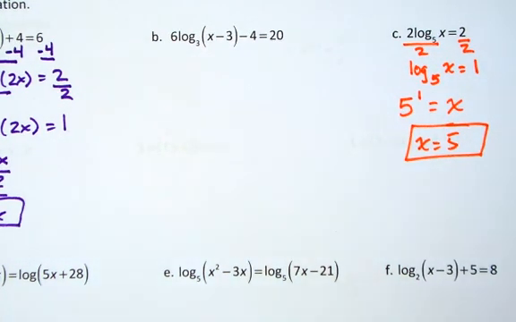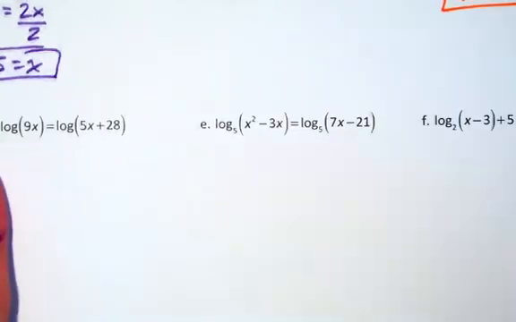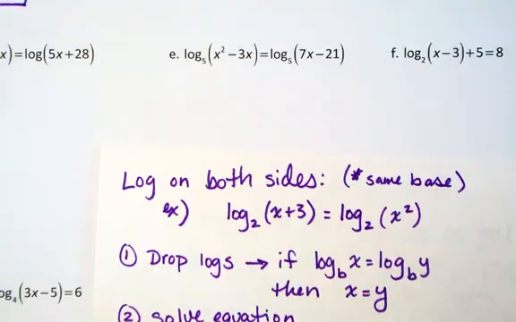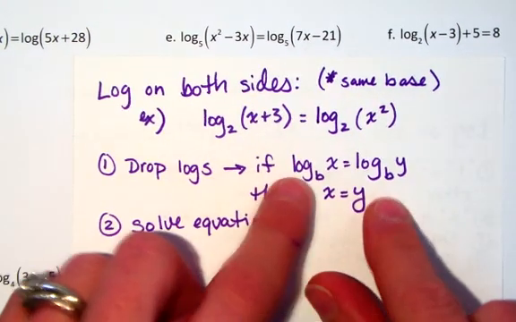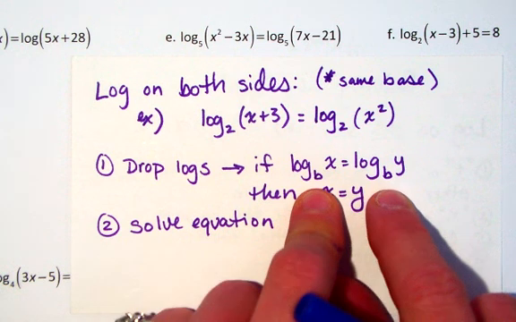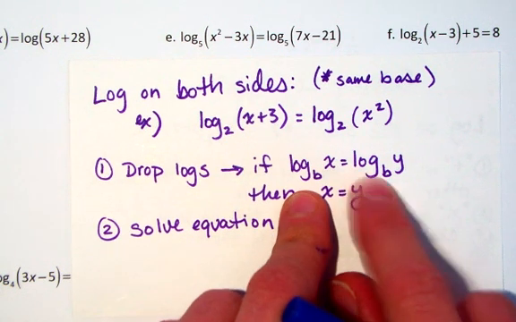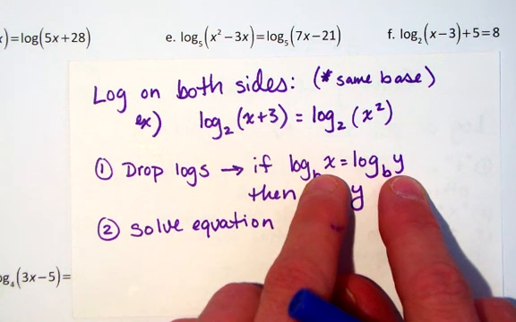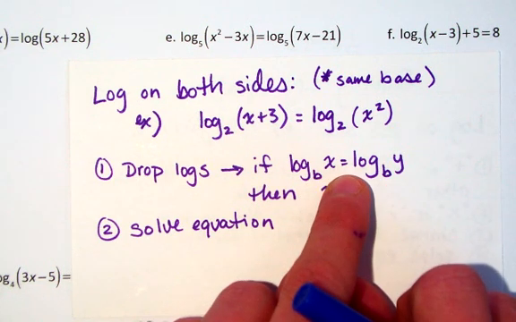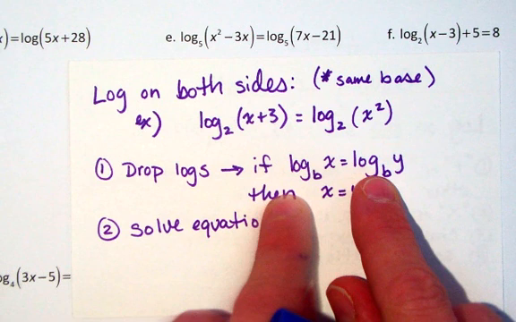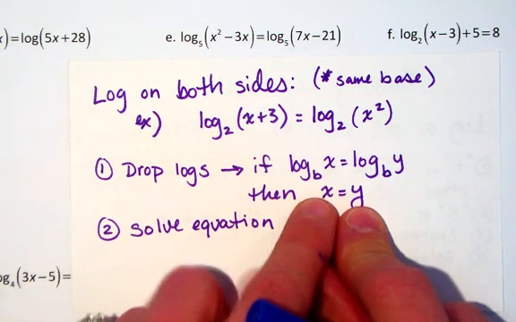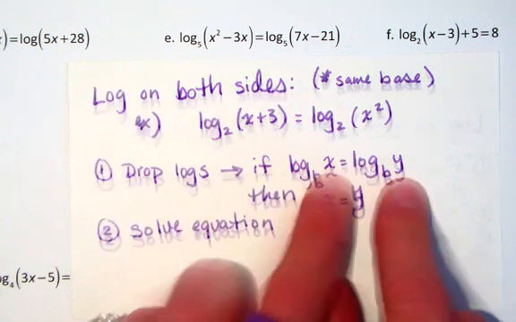E. Jump to E here. For E, do we have a log on one side or both sides? We have a log on both sides, so flip your card over. And here's how this works. If you have a log with the same base, so I have log base b of some number x, log base b of some number y, then x has to equal y in order for this equation to be the same. Okay, so that means that we do something we call dropping the logs. If you see this happens, you drop the logs and just set what we're evaluating equal to each other.